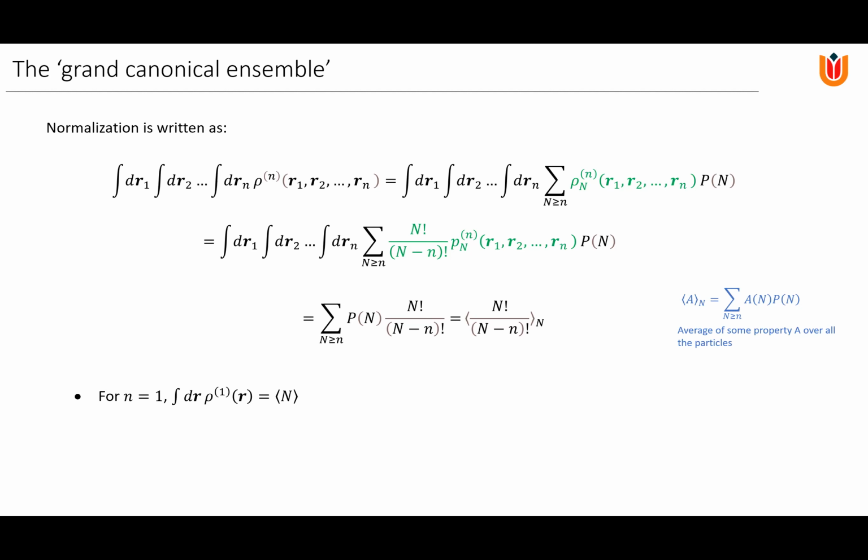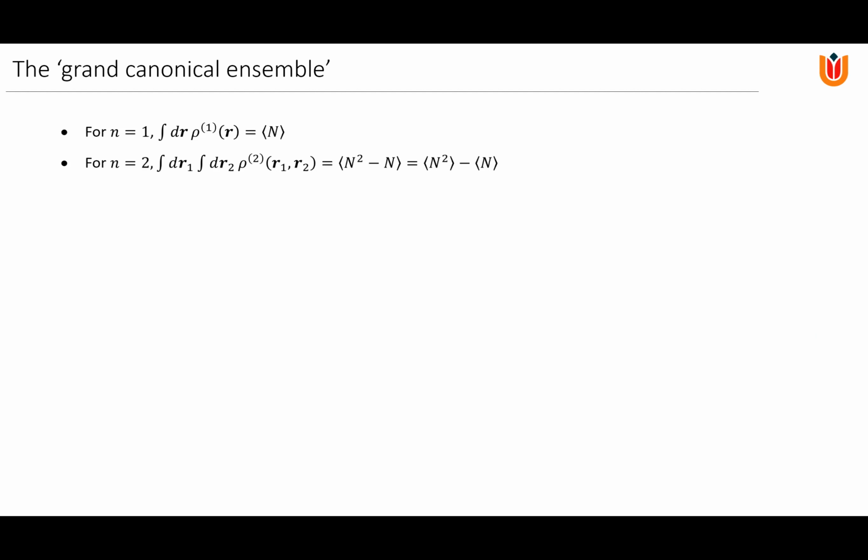And so again, that can be evaluated for different values of small n. If n is 1, that means that it is just calculating the average number of particles. If n is 2, we work out that the result is the average of n squared minus the average of n. And the higher orders we are going to ignore. So this is the result repeated.